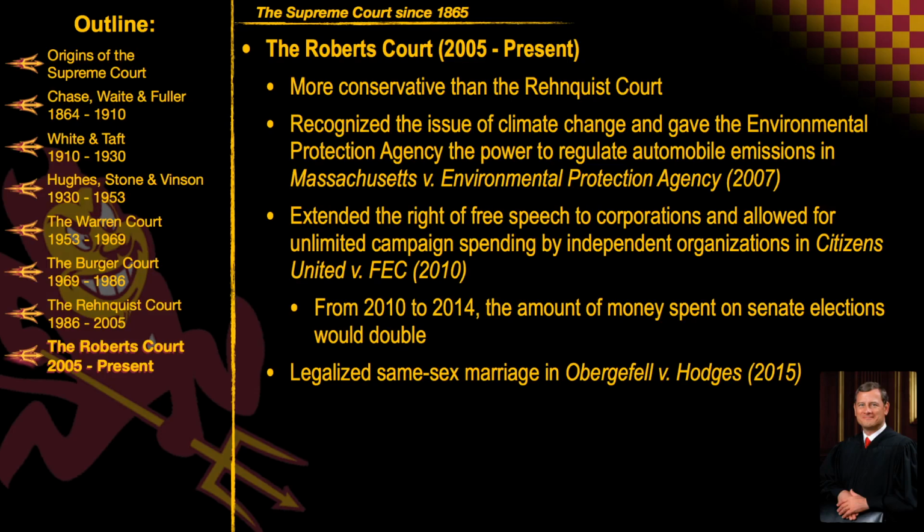Now, although it is one of the more conservative Supreme Courts in history, under it we have seen issues like climate change be officially recognized by the court. And so, for example, in the 2007 case of Massachusetts versus the Environmental Protection Agency, the court ruled that climate change science was valid and that as a result of that, the EPA had the power to regulate automobile emissions.